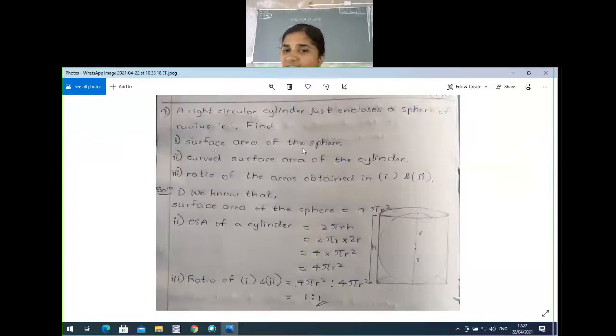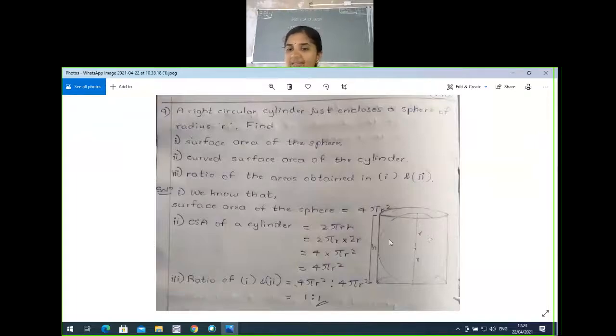The surface area of the sphere we have to find. Next question, the curved surface area of the cylinder we have to find. Then the ratio of the areas obtained in question number 1 and question number 2. So here we will get the surface area of the sphere, no? Then the curved surface area of the cylinder. Then we have to find out the ratio of these two. What is this? No values and all. What is the concept given actually?